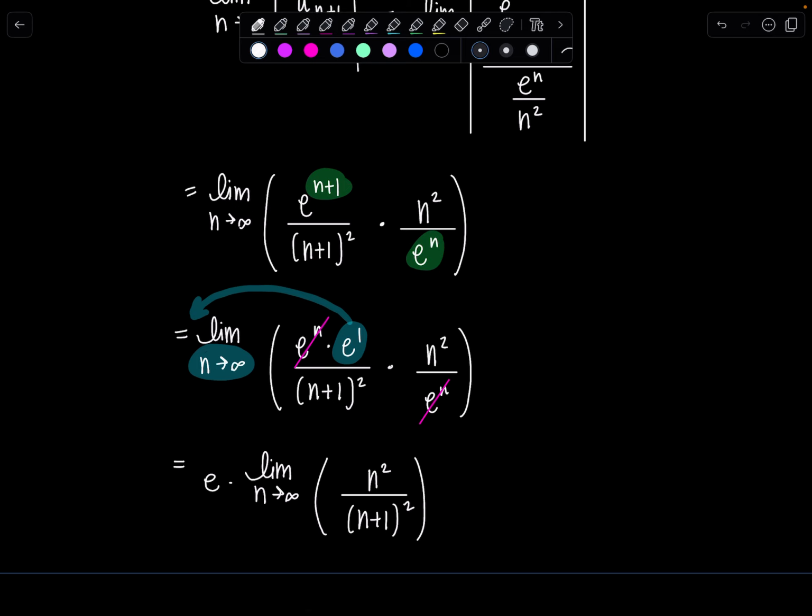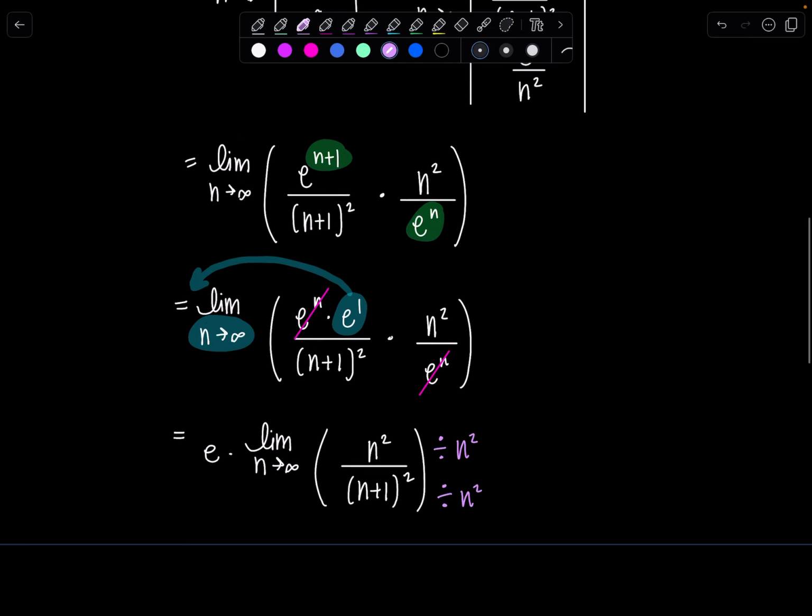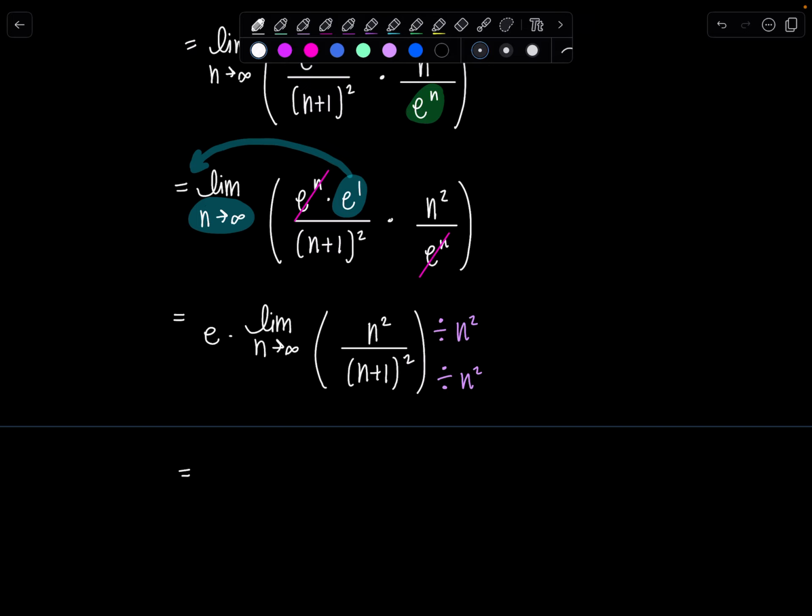Now you could multiply out the denominator if you like, or you can just divide top and bottom by n squared, the highest power of n from the denominator. So let's divide by n squared, divide by n squared. And then I have e times the limit as n approaches infinity. In the numerator, n squared divided by n squared is just 1.